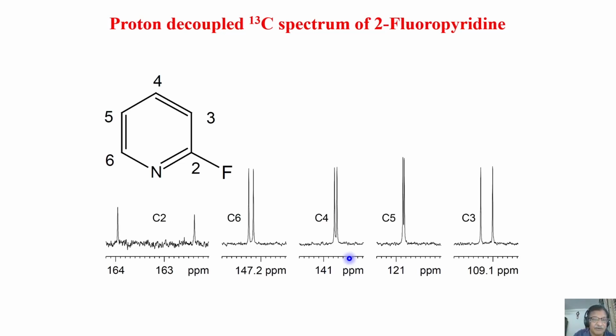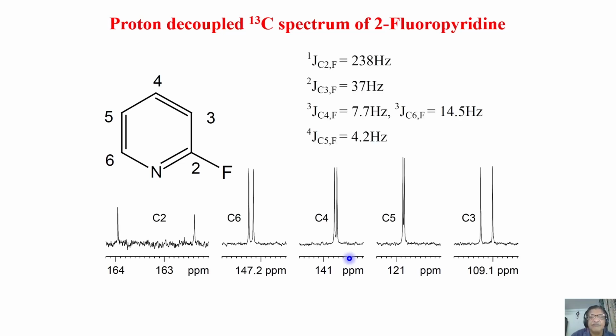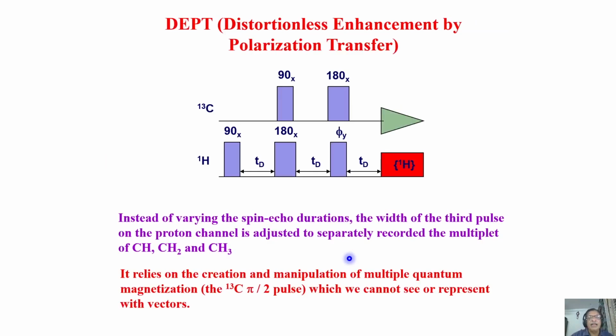You can identify the carbon. You can say that this is a CH3 carbon, this is a CH2 carbon, without looking into the coupling pattern. That is an experiment people use, called DEPT. DEPT means distortionless enhancement by polarization transfer. Remember, this is a very, very commonly used experiment. And this is the pulse sequence.